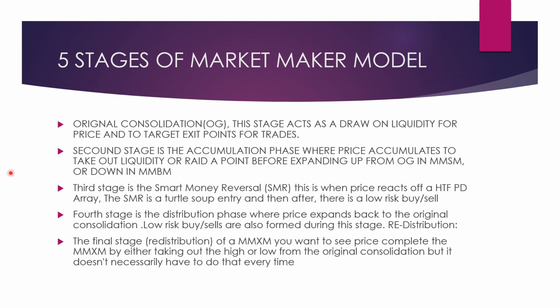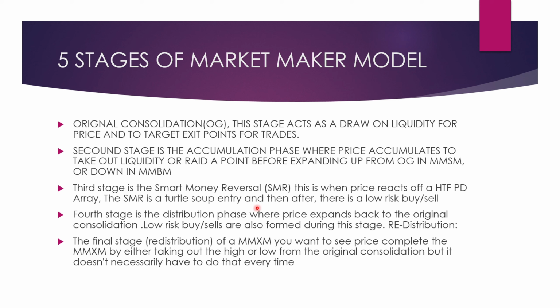And the third stage is smart money reversal. This is when price reacts off a high time frame PD array. The smart money reversal is a turtle soup entry, and then after there is a low risk buy and sell. Now in turtle soup, we'll be looking for SMT divergences, right? So the fourth stage is the distribution phase, where price expands back to original consolidation. Low risk buys and sells are also formed during this stage.